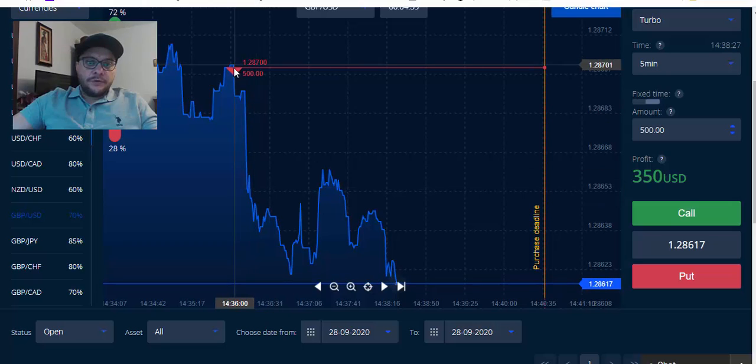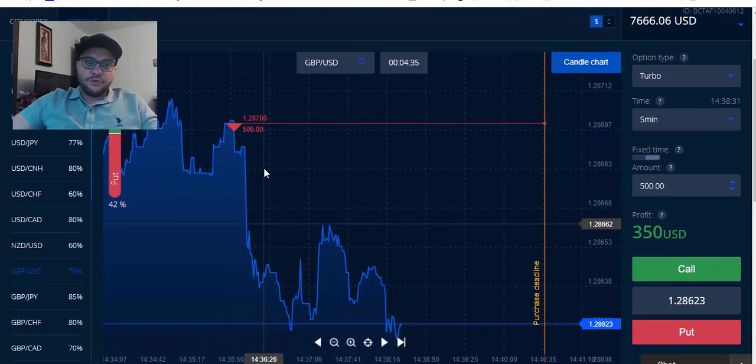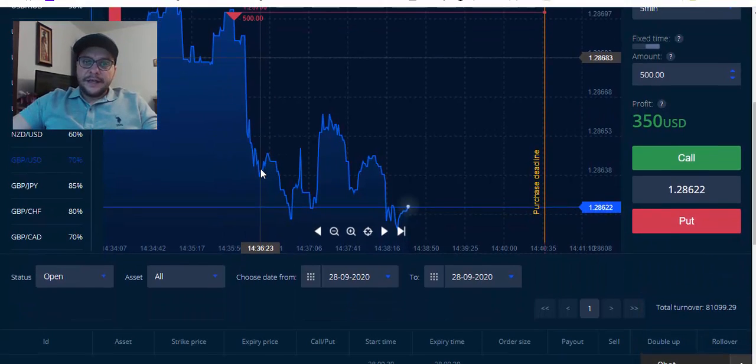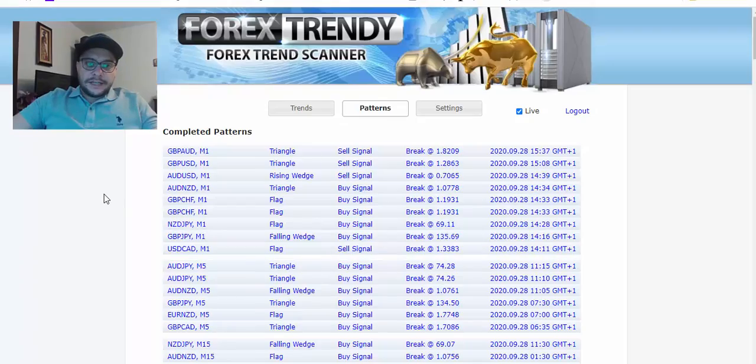So let's go back to see how our trade is doing, and we are good so far. We are below, so the trade was going down as the BLW Turbo app signal showed us. Let's have a look at Forex Trendy. No, we don't have any signal. Forex Trendy doesn't provide you too many signals.